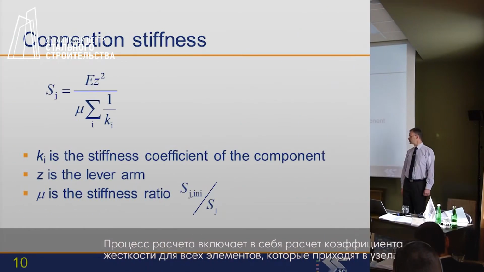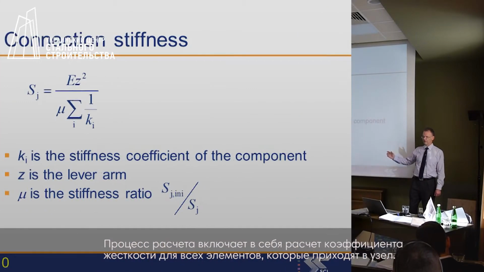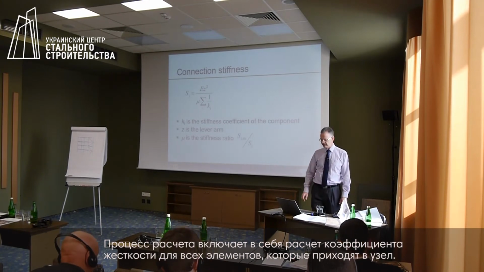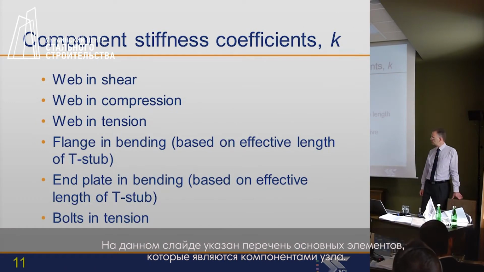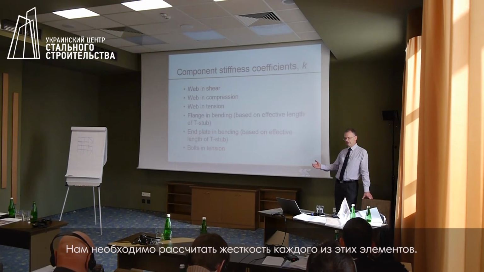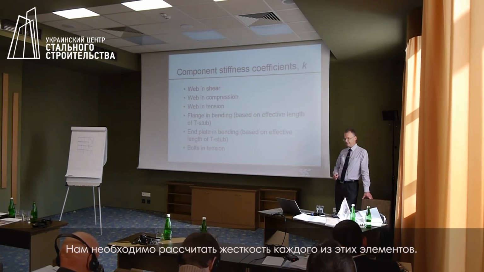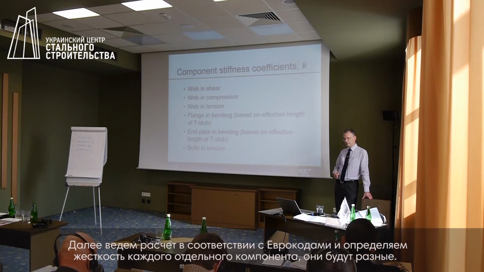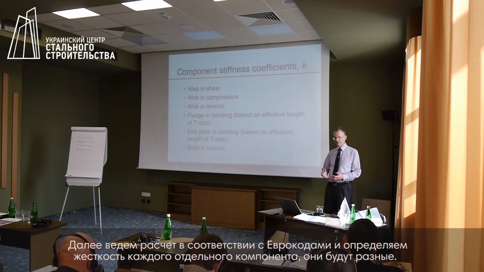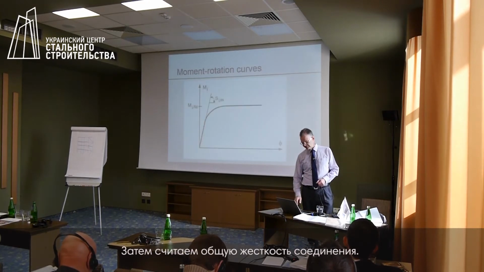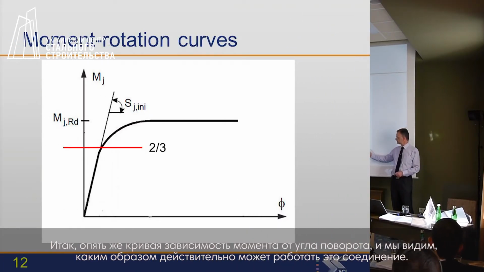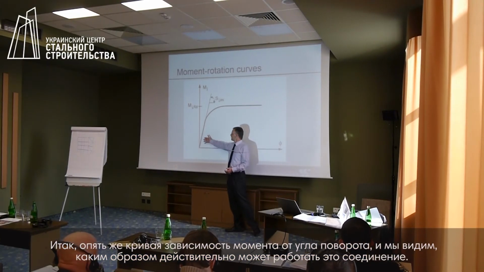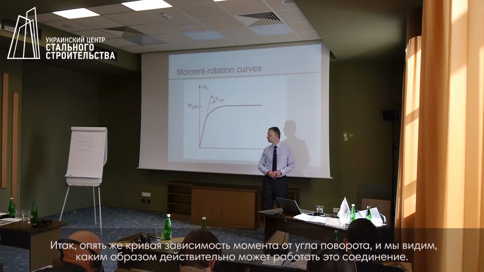The process involves calculating the stiffness coefficient of all the components that you find in the joint. So these are some of the components that you find in the joint. And for each one of these, you would need to calculate the stiffness. And then you follow the Eurocode rules and you assemble the different stiffnesses, and that will give you an overall stiffness for the joint. So the vertical axis again is moment resistance, the horizontal axis is rotation, and possibly this might be the way that a real connection behaves.